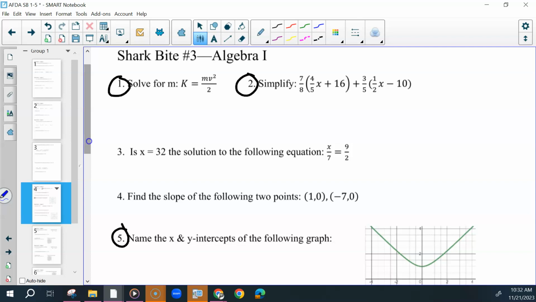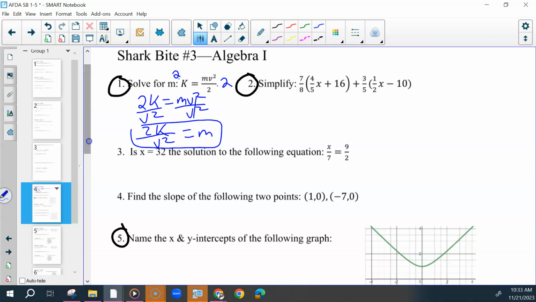For number 1, we are solving for M. So we need to get rid of the 2 by multiplying, and then divide both sides by b squared. So 2k over b squared equals m would be our equation. Questions on that one?